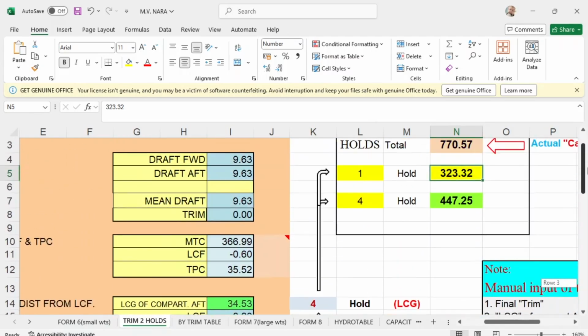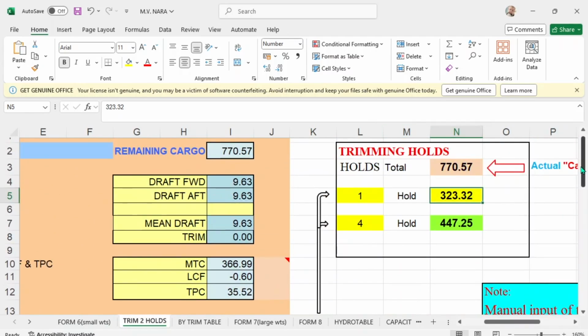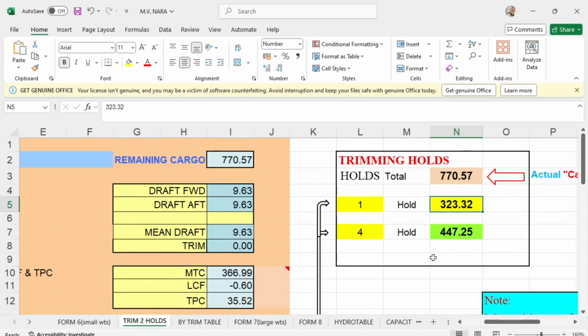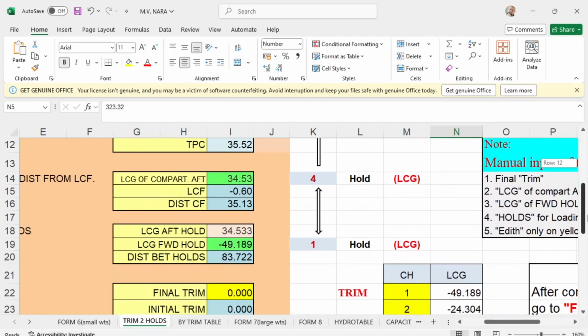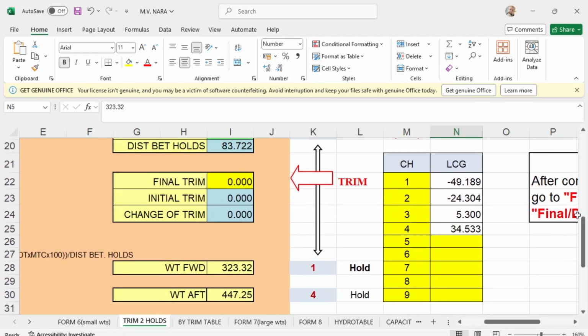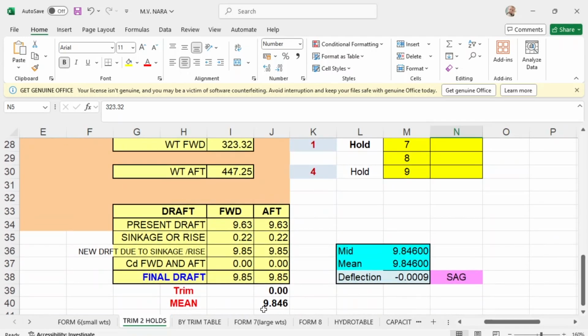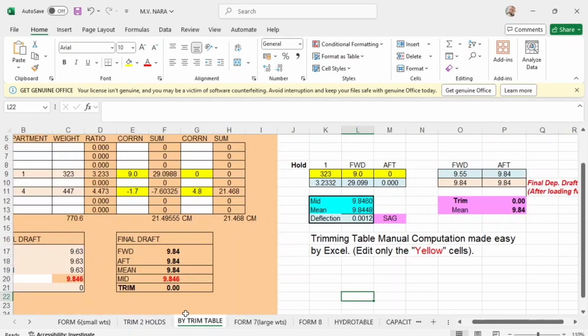Okay, so the recommended cargo to load in number 1 is 323.32, and number 4 is 447.25, and we have here 447.25, and what will be your departure draft is forward is 9.87, up is 9.87, zero trim, and your mean draft is 9.846, which is the same here, and your mean draft is 9.86. Then you have a zero deflection. Okay, done. I add here the trimming table.